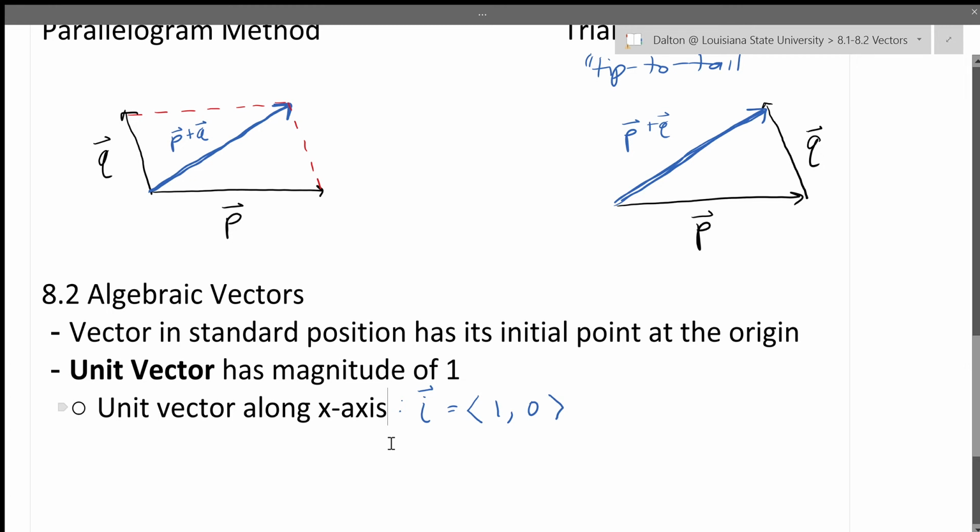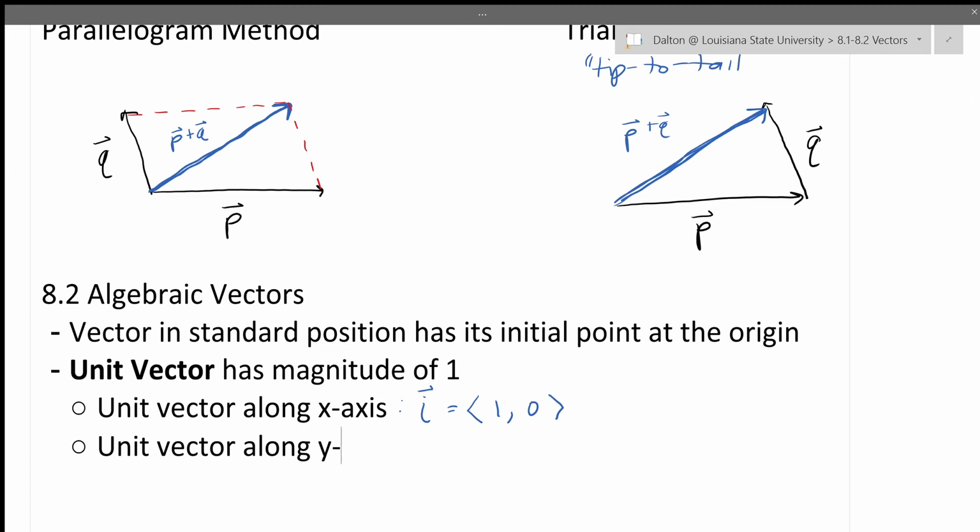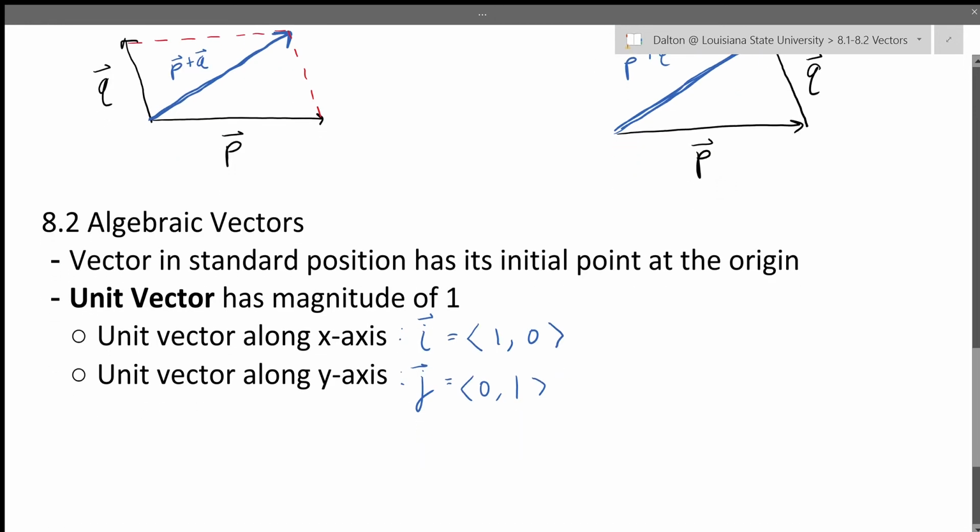Okay, so there's a unit vector along the x-axis. We also can have a unit vector along the y-axis. In true mathematical alphabetical form, the unit vector that's along the y-axis is called vector j. And its coordinates would be <0, 1>. That would be its ordered pair.